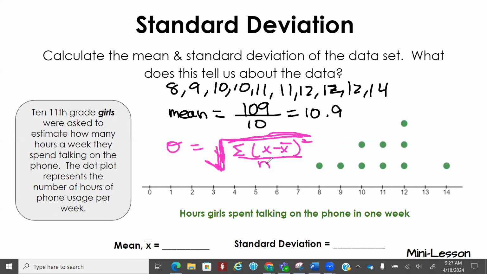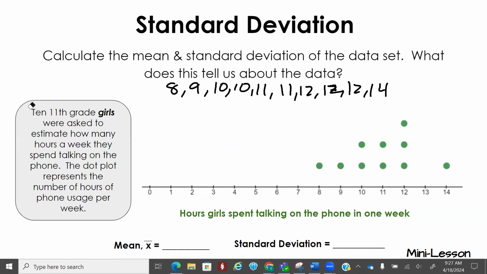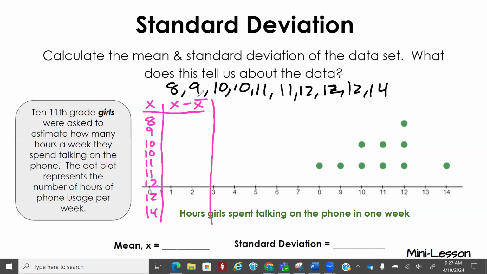Okay, I would make sure that you have some space on there when you do this. So the first thing that you're going to do when you're finding the standard deviation by hand is you're going to make a little table. You're going to say X, and you're going to list out all these numbers in that table. Then you're going to take each one of those numbers and subtract the mean.